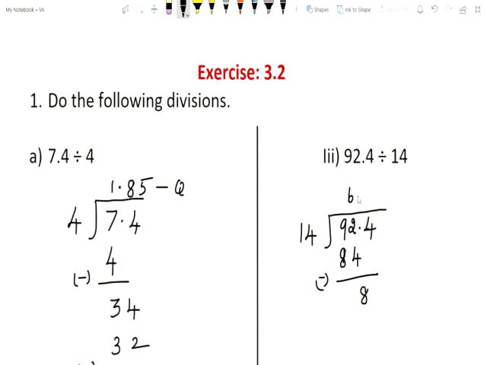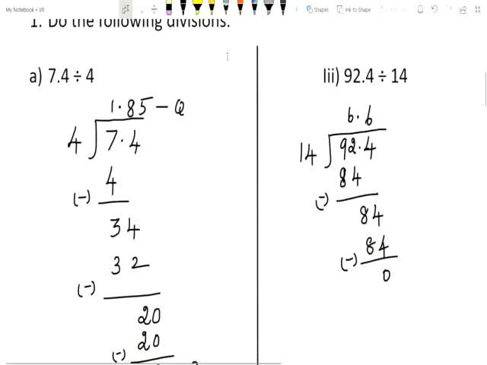Now here the decimal is there. You keep it there. Take the next number, 4. Now how many times does it occur? 6 times. 6 into 14 you get 84. Now you subtract this, what you will get? 84 minus 84, 0. So now quotient equals 6.6, remainder equals 0.